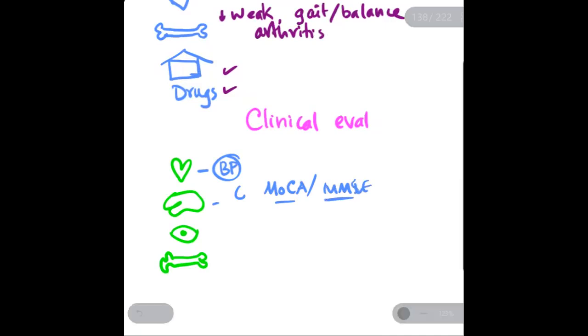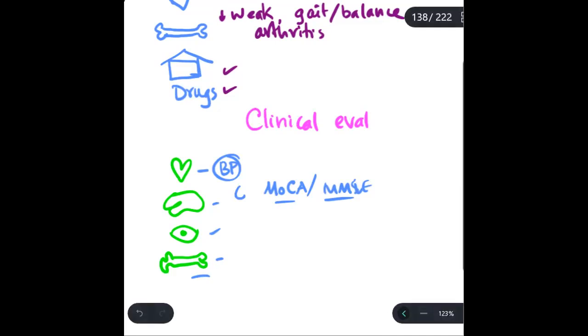And we have to examine the sensation, examine the vision, and examine the musculoskeletal system, examine the functional status. And after the clinical evaluation, we'll do relevant investigations according to the history and examination findings.